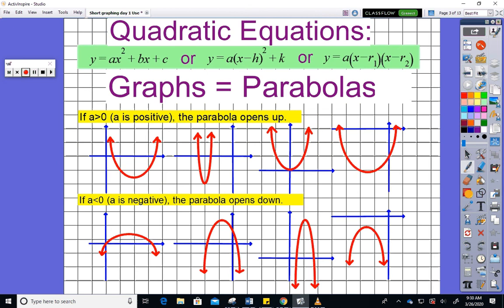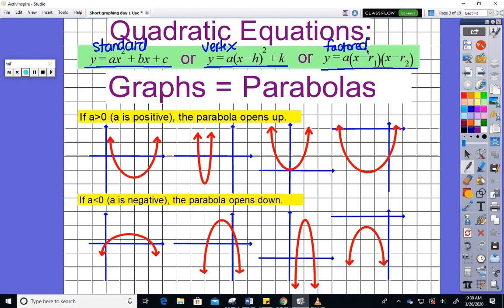So I'm going to break this into 2 short videos, and I'm about to finish my first video, okay? So I know from the other day that we have 3 forms of quadratic equations. So I have y equals ax squared plus bx plus c. This is standard form. I have y equals a times (x minus h) squared plus k. This is vertex form. I have y equals a times (x plus or minus a number) times (x plus or minus a number). This would be my factored form.